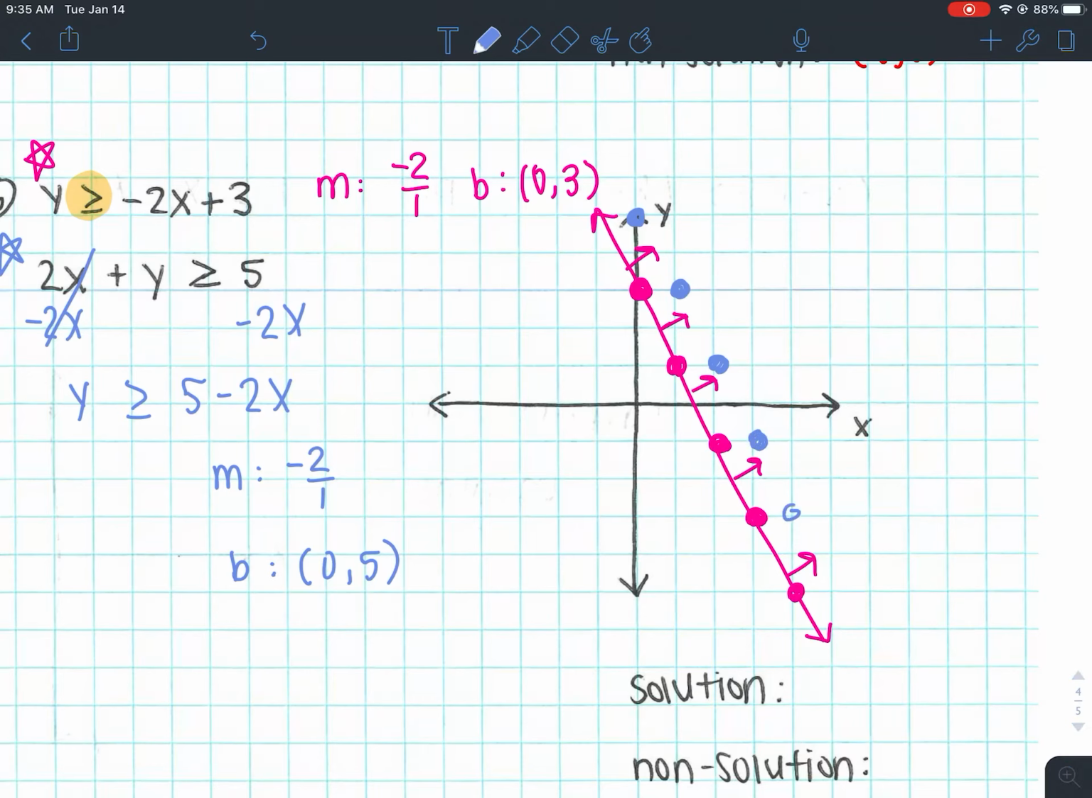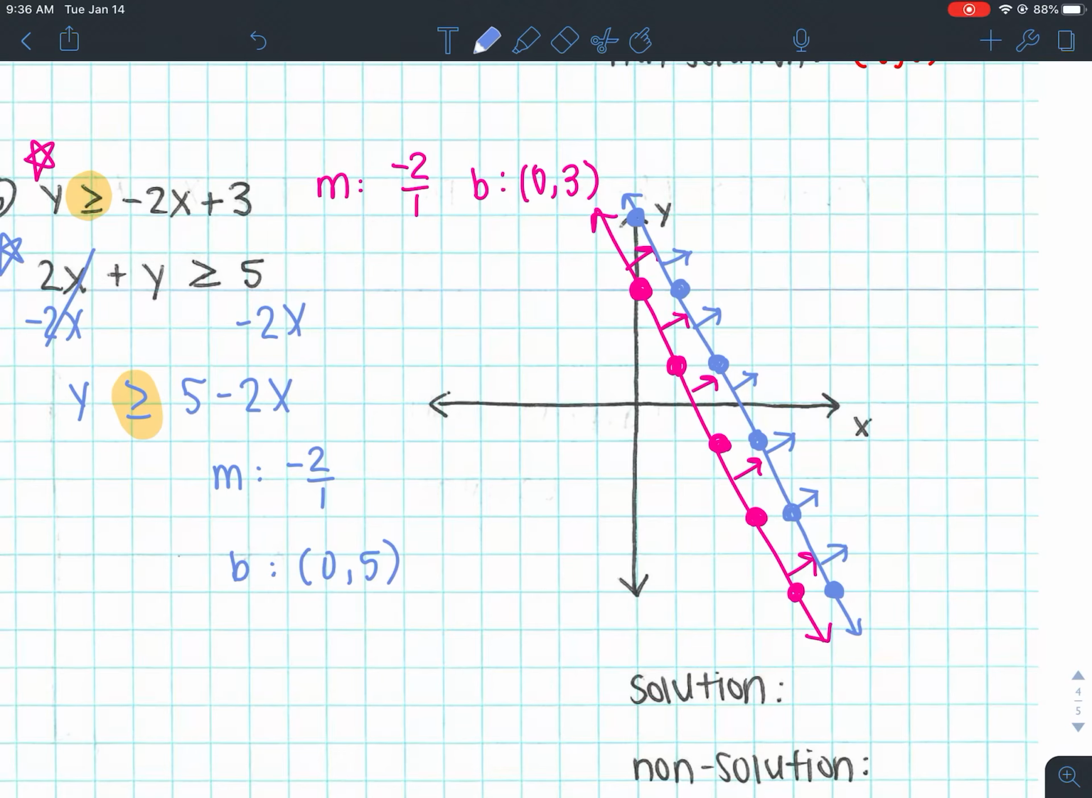Again, it looks like my lines are parallel to each other. And before I draw a line through these, I check my inequality sign. It is an equal to, so I have a solid line when I graph this. And then it says greater than or equal to, so these are also pointing up. You're like, well, where do I shade? Again, you shade where the arrows tell you to shade.